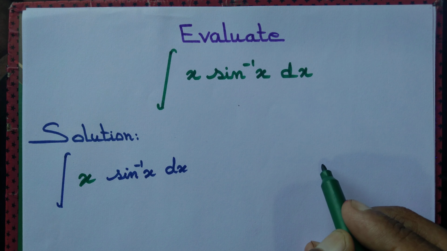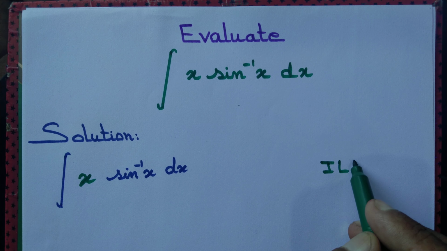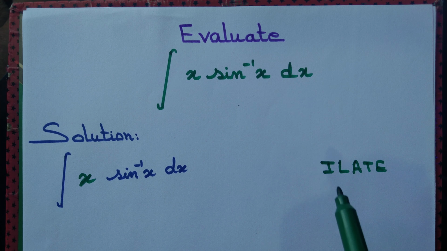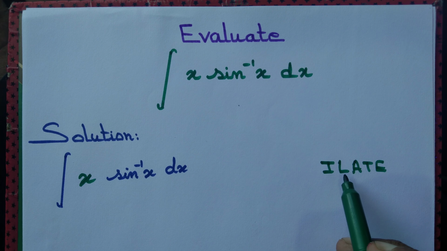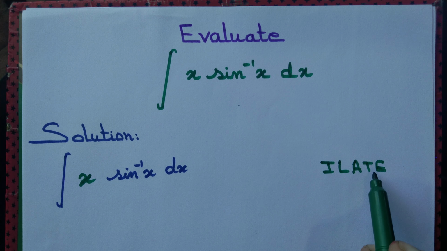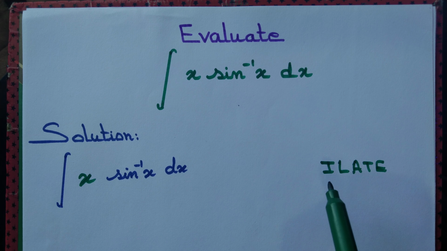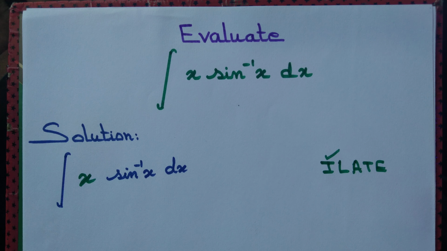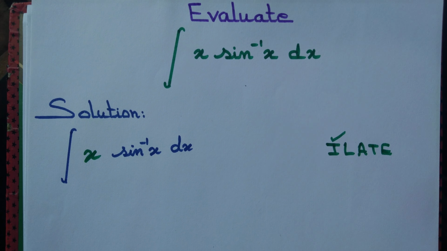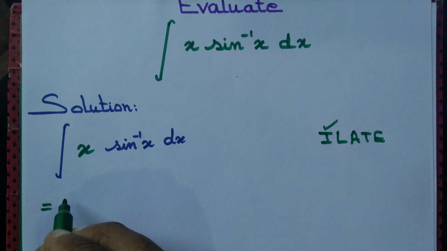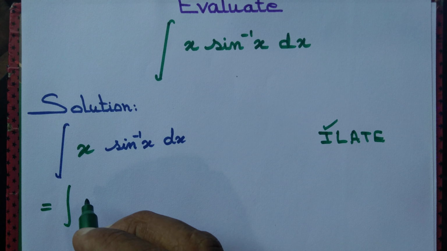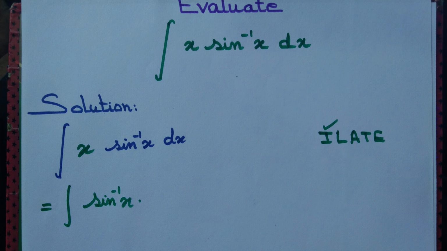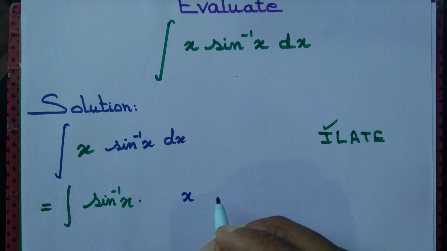To decide that, we have something called the ILATE rule. Whichever comes first, we will regard it to be the first function. I stands for inverse, L for logarithmic, A for algebraic, T for trigonometric, E for exponential. Does an inverse trigonometric function occur? The answer is yes. So we will regard sine inverse of x to be the first function. So we will regard this integral as the integral of sine inverse of x to be multiplied with x dx.